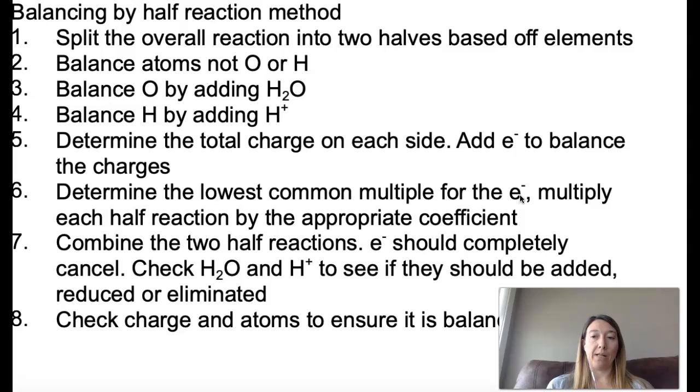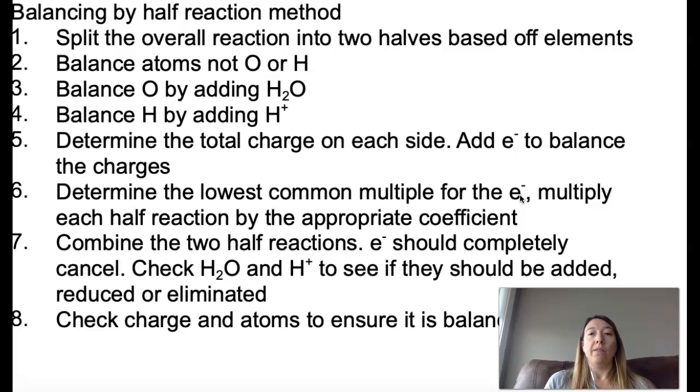Once our atoms are balanced, which we now have done because we balanced everything that wasn't O and H, then we balanced O, then we balanced H. Now we're going to balance our charges. So just like we did when I first introduced you to writing half reactions, we're going to figure out what's the charge on the left side, what's the charge on the right side, and then we're going to add electrons to make them the same. Okay, so either to this side, that side, we will figure out what it's going to be.